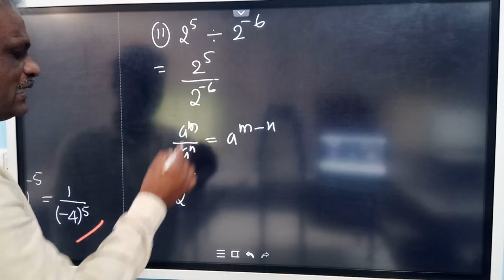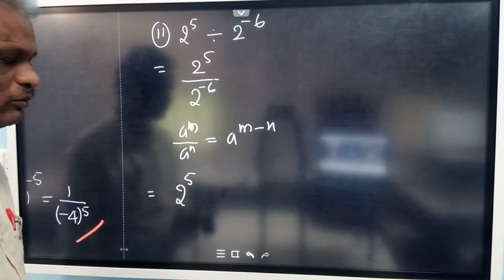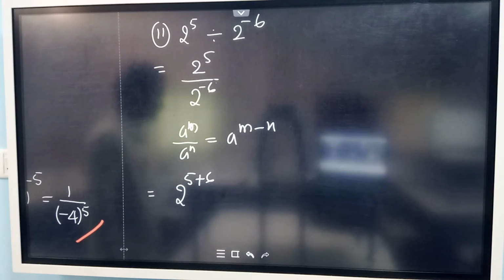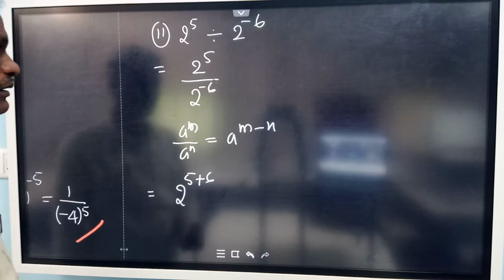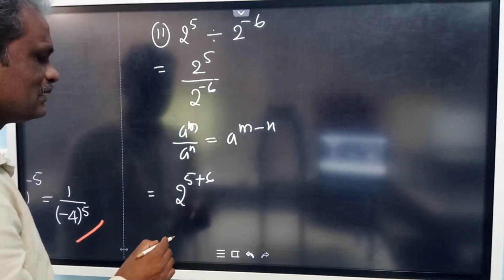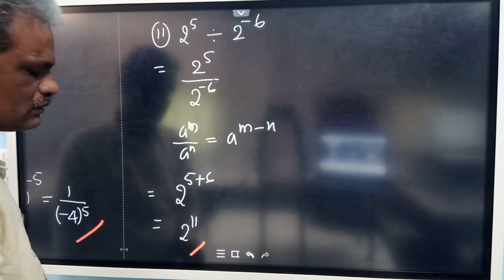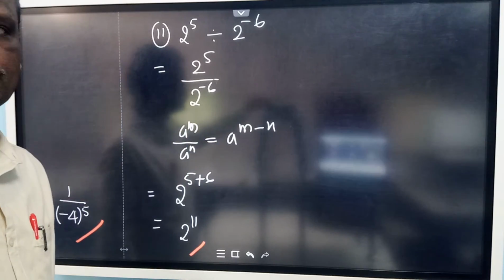So now, as per this law, 2 to the power 5 divided by 2 to the power minus 6. When you take this minus 6 to the numerator, it becomes plus 6. 2 to the power 5 plus 6. So minus 6 becomes plus 6, and it is 2 to the power 11.